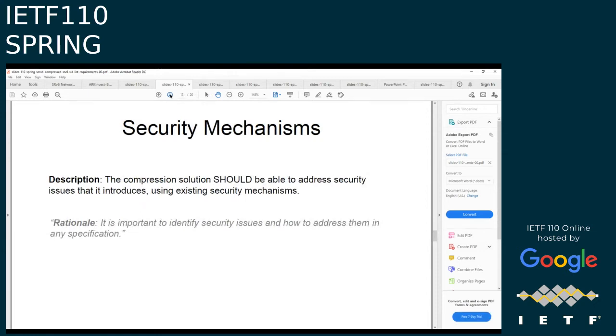Yeah, here is some security mechanism. So the compression solution should be able to address a security issue that it introduces using existing security mechanisms. I think it's an obvious requirement. Next page.